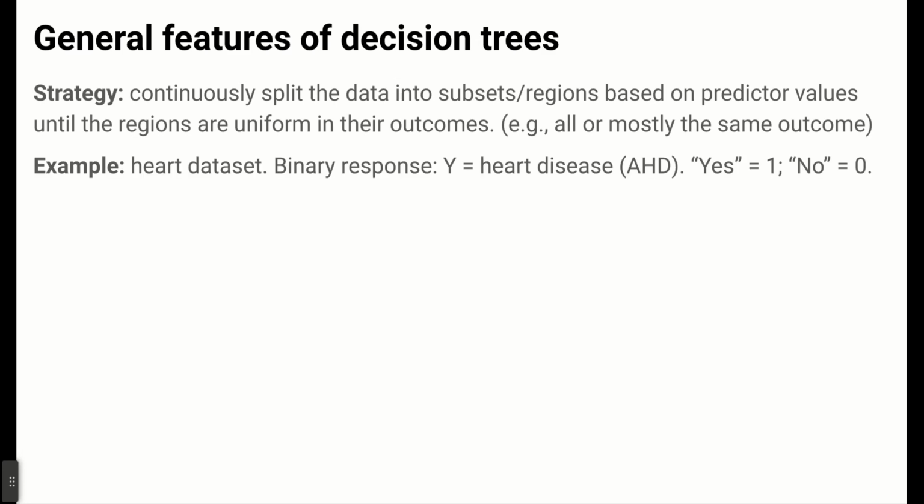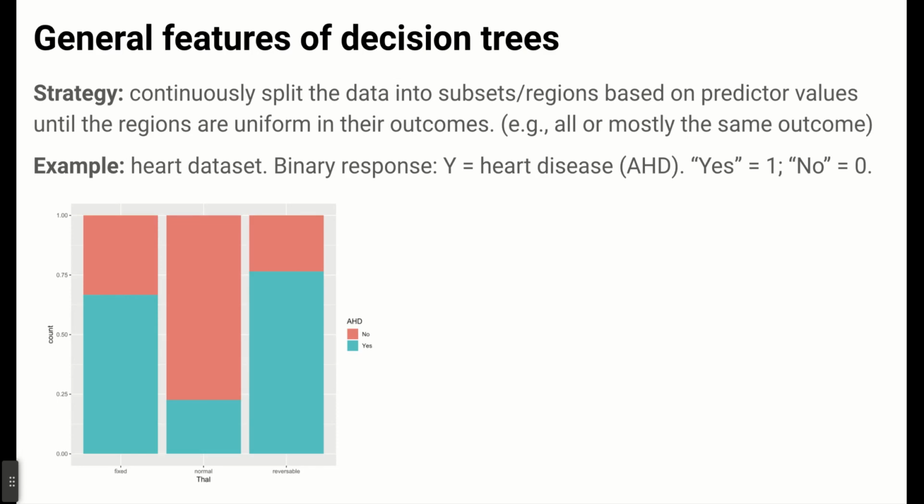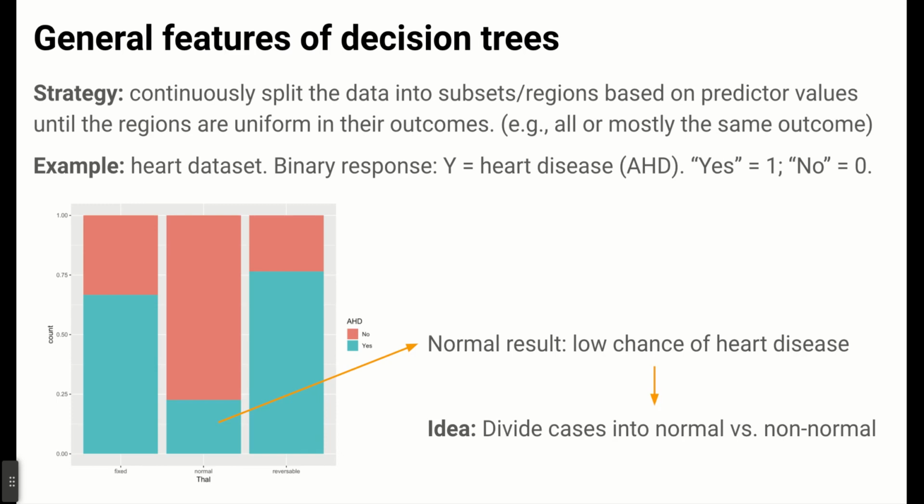As an example, we'll look at a dataset that allows us to understand predictors of heart disease. Our goal is to predict heart disease from other clinical characteristics. The bar plot shown here shows how the conditional probability of having heart disease, the blue portions, changes based on the outcome of a clinical test called a thallium stress test. We see that a normal result on this test is associated with a much lower chance of heart disease than a result of fixed or reversible. So we might imagine that splitting the data into those with normal and non-normal results is sensible for predicting heart disease.